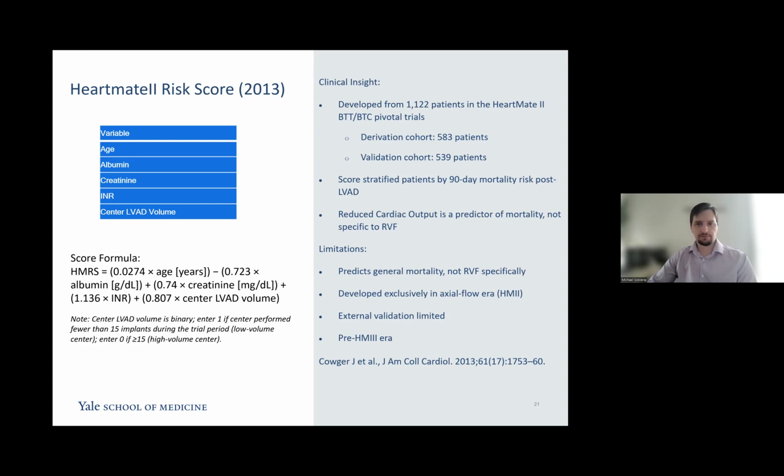They stratified the patients by 90-day mortality risk post LVAD, and reduced cardiac output was found to be a predictor of mortality, but not specific to RV failure, which was not surprising. The limitations of the score were that it's predicting general mortality, not specifically RV failure, and it was developed for the axial flow era.